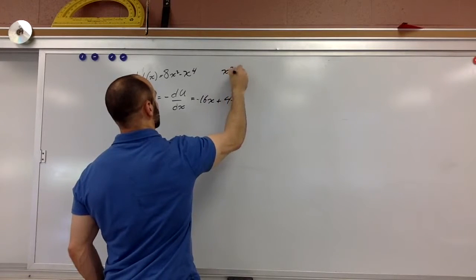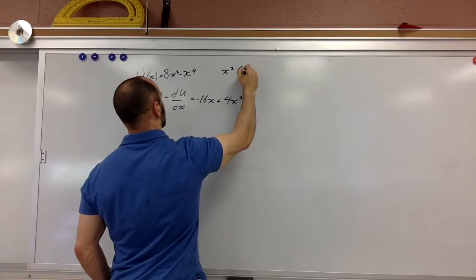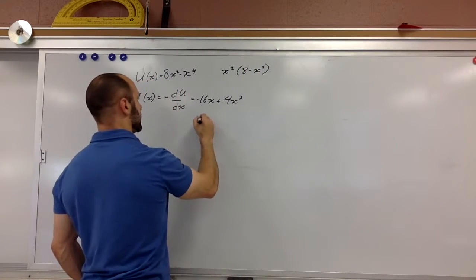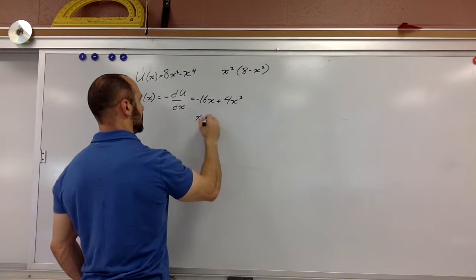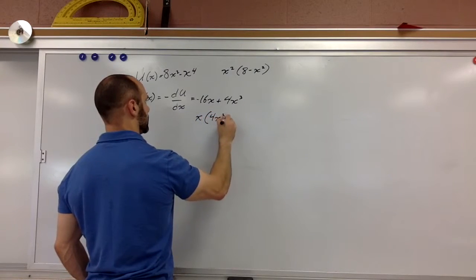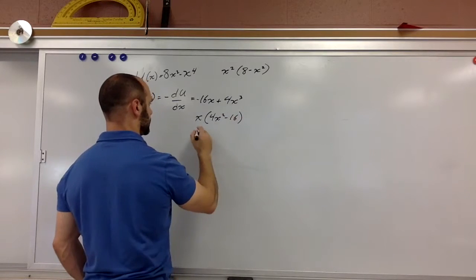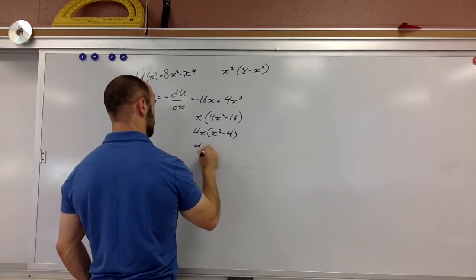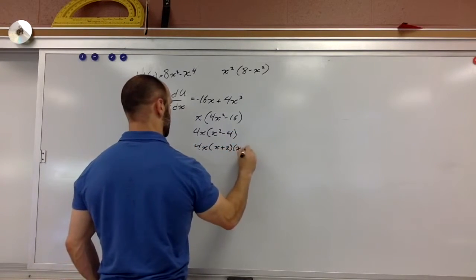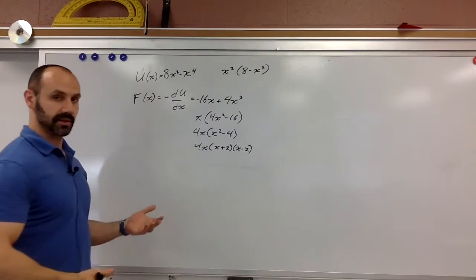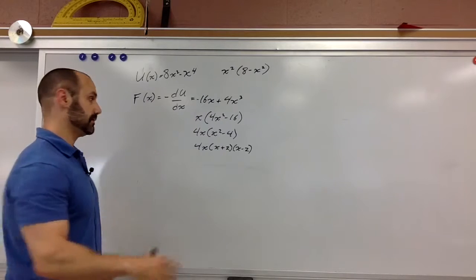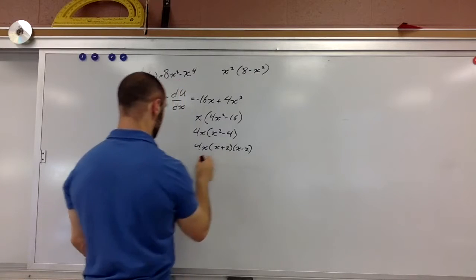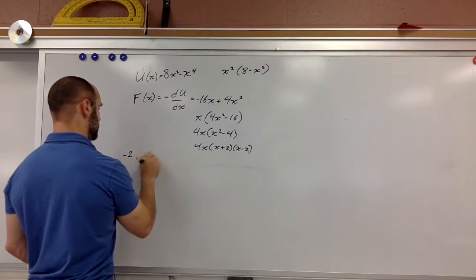I can factor out an x, so I end up with x times 4x squared minus 16. I can factor out a 4 as well, so 4x times x squared minus 4. So this is 4x times x plus 2 times x minus 2. The places of equilibrium are where the slope is 0, which is where this is 0. So the places of equilibrium are negative 2, 0, and 2.